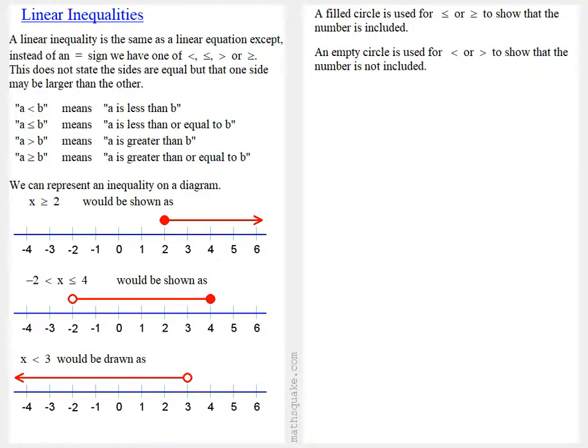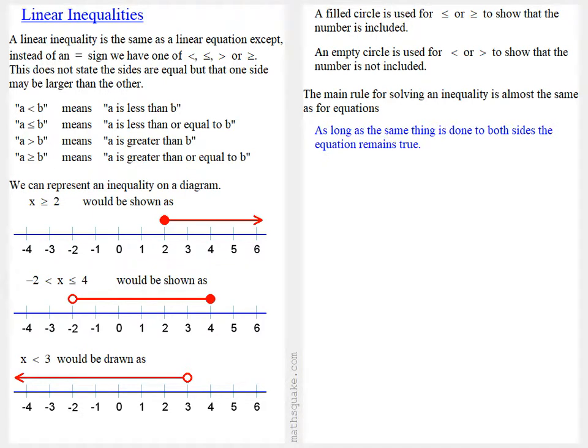The main rule for solving an inequality is almost the same as the rule for solving equations. For equations we have, as long as the same thing is done to both sides, the equation remains true. Now in general this works for inequalities, but not always. Let's look at an example.